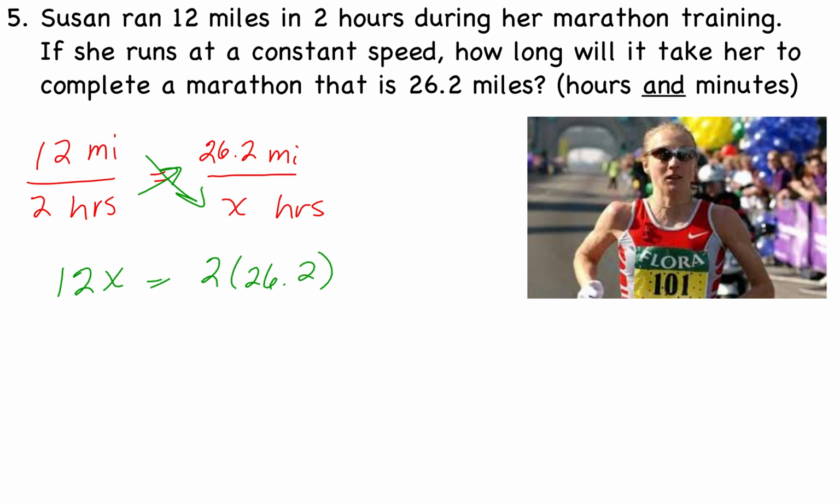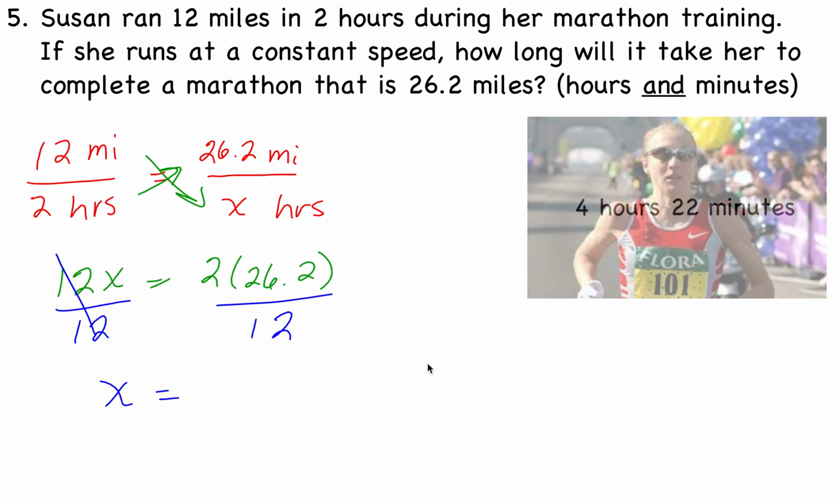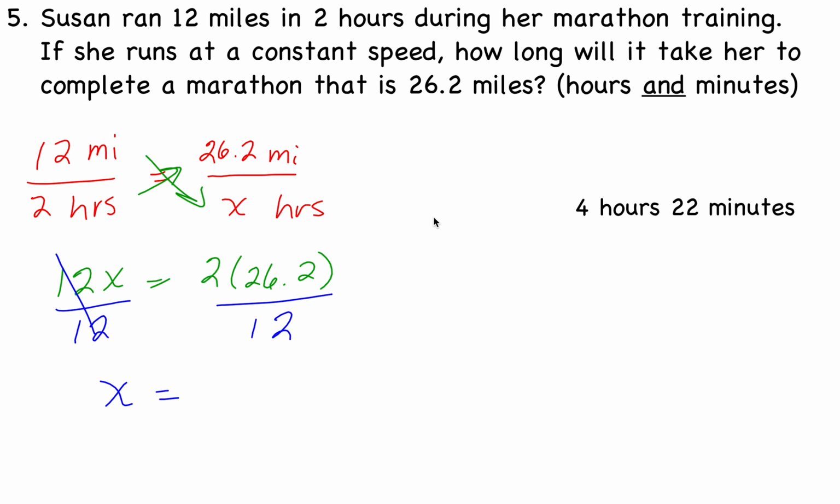If we want to solve for x, x is being multiplied by 12, so we want to do the opposite and divide by 12. And we have to do the same thing on both sides. So we get x is equal to, when we multiply 2 times 26.2 and divide it by 12, we end up with, oh, and I've got to do this in minutes, so I better show you how to do this. So 2 times 26.2, and then divide by 12. We end up with 4.36 repeating. So here's what I got on my calculator.